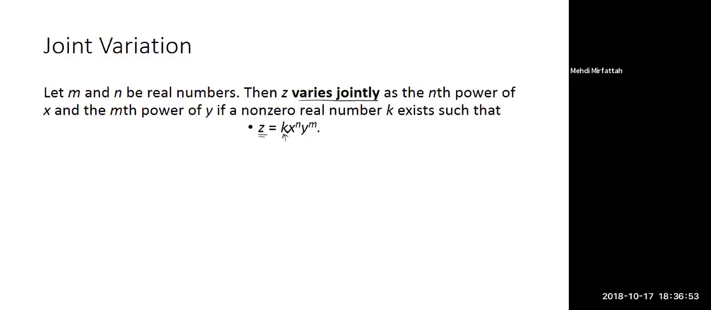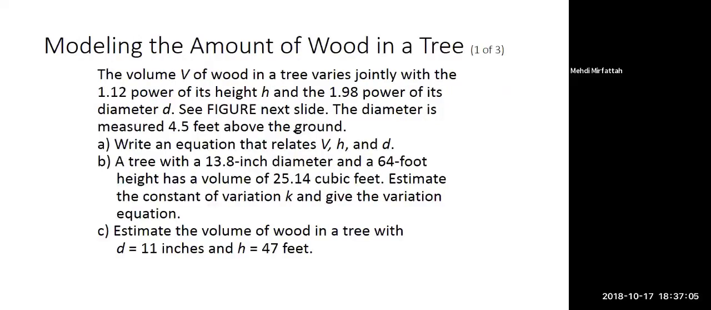Now I need to find K. In order to find K, somebody has to give me the initial values, or some values, of Z, X, and Y at some point. Let's take a look at this example.